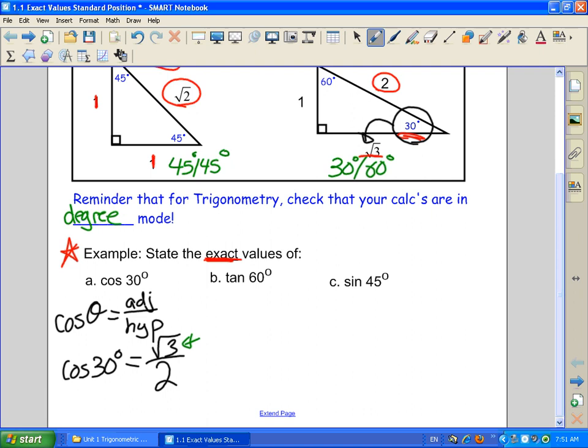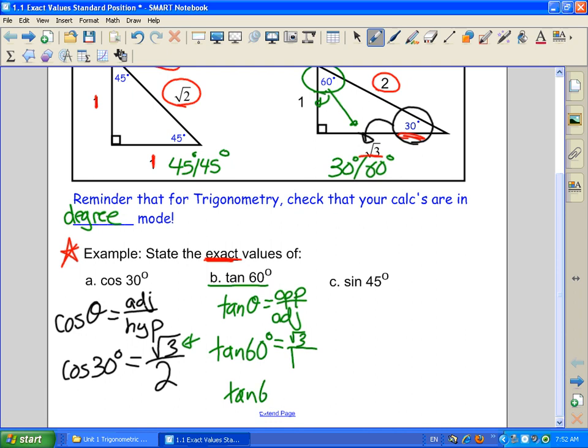All right, next one, tan of 60 degrees. So again, we're going to look at the 60-degree angle. And remember what tan is. So tan theta is the opposite over the adjacent. So based on that angle of reference, let's sub in that angle. So tan of 60 degrees, the opposite side going across is root 3 over my adjacent side, which is 1. So tan of 60 degrees just equals root 3.